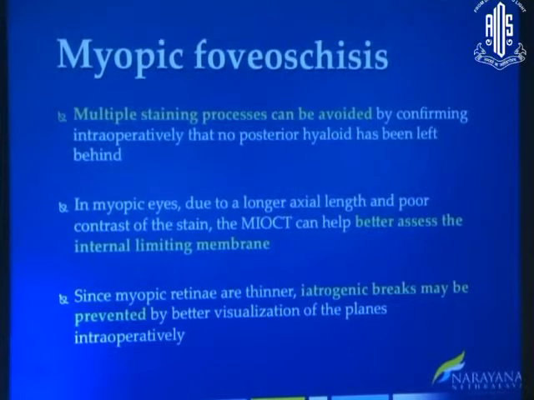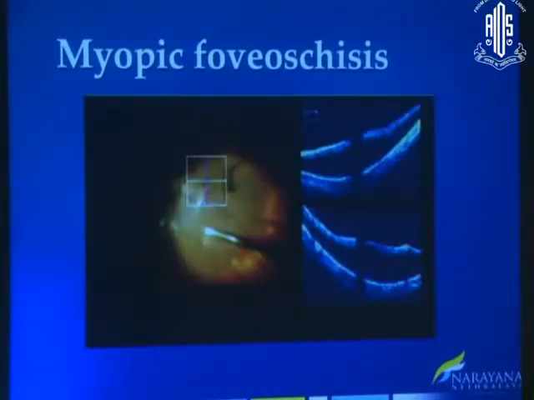Going on to foveoschisis, multiple staining processes can be avoided because you can confirm intraoperatively that no posterior hyaloid has been left behind. It also allows us to better assess the ILM, because patients with high myopia have a really long axial length and sometimes it's difficult during surgery. Since myopic retinae are thinner, iatrogenic breaks can be prevented because it allows better visualization. Also, since there are multiple layers of schisis in these patients, we need to keep repeatedly staining them. With this, each layer can be well visualized as it is removed. This is an intraoperative picture of a myopic schisis, which can be imaged despite the longer axial length.